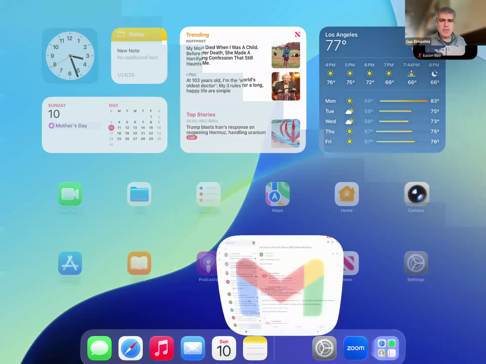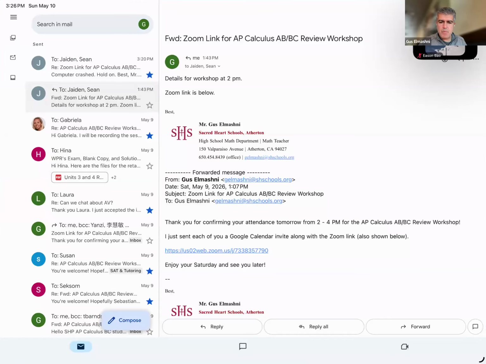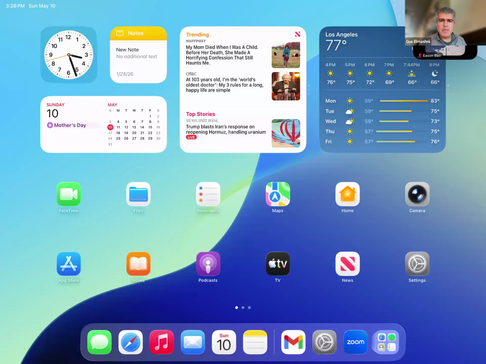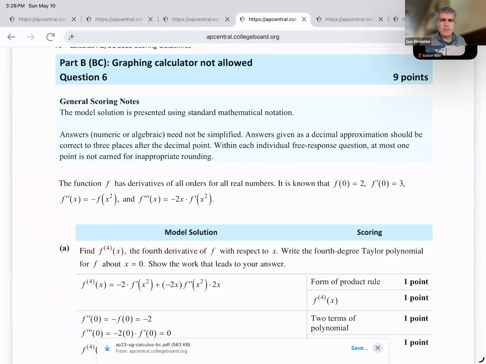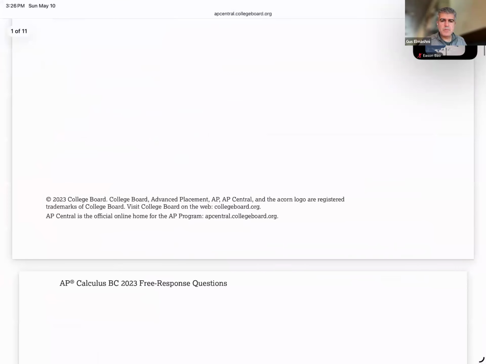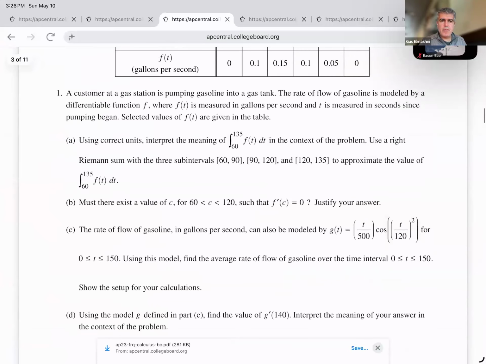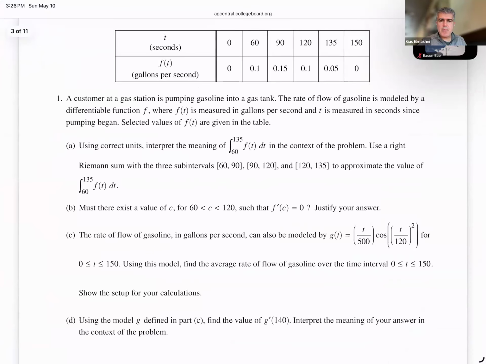Hope you guys can see this. Okay, let's talk about FRQs with a calculator. This is rate in, rate out. We'll do the BC6 stuff in a few minutes. So here you've got an integral from 60 to 135. You're asked in terms of the meaning of it, that's the value. Use a right Riemann sum with those three segments to approximate the value.